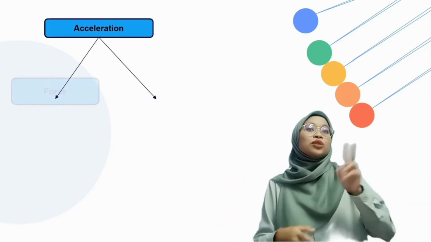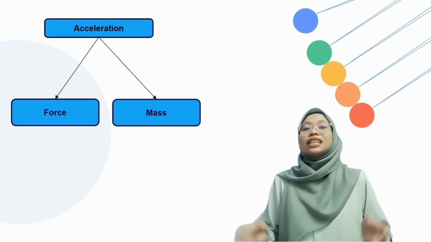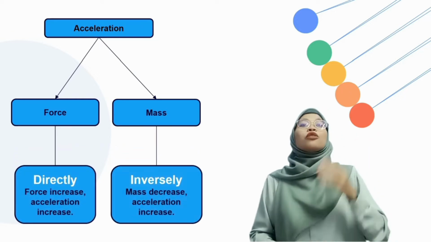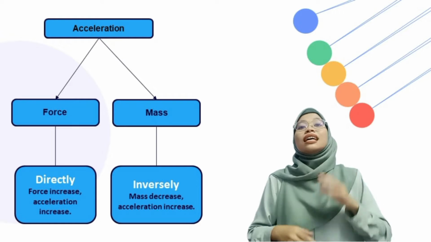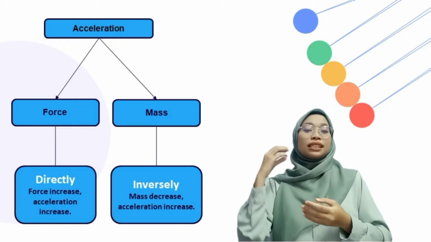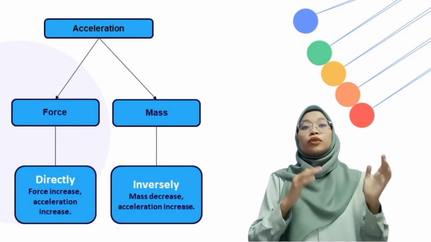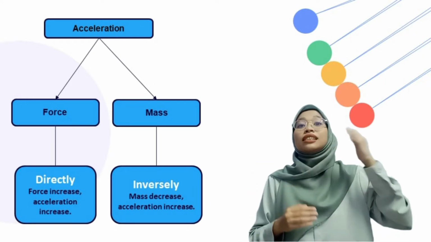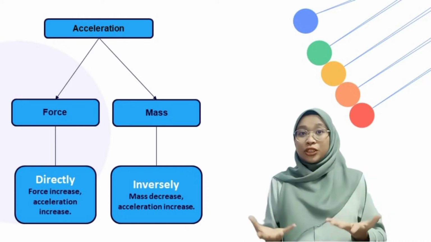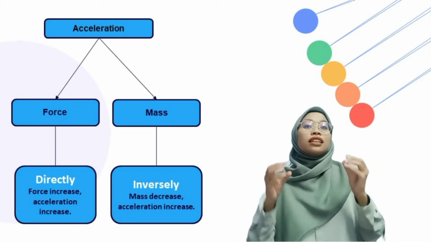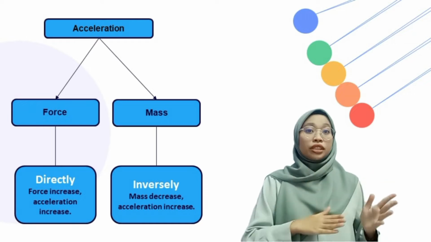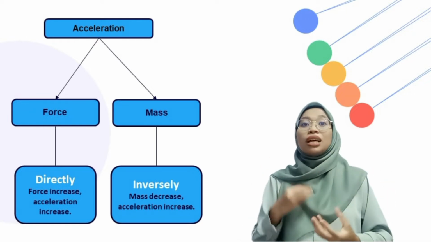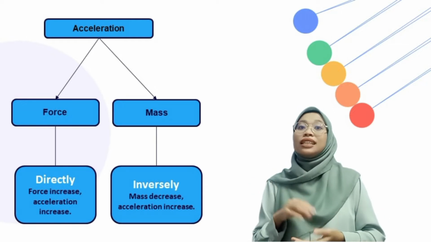Then, by the two scenarios, we can prove that acceleration depends on two factors, which are force and mass. The acceleration of a system is directly proportional to the force, which means that as the force increases, so will the acceleration. Besides that, acceleration is inversely proportional to mass, which means when the mass decreases, acceleration will increase.